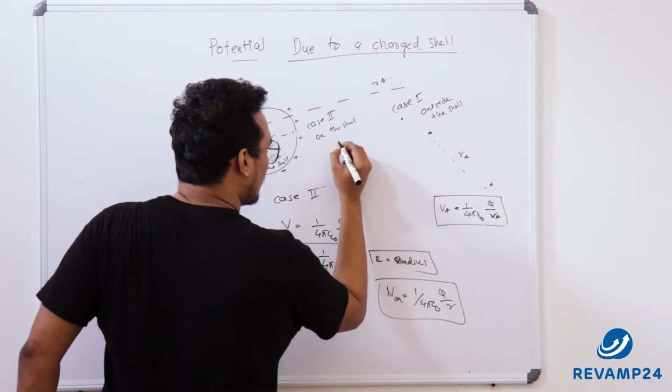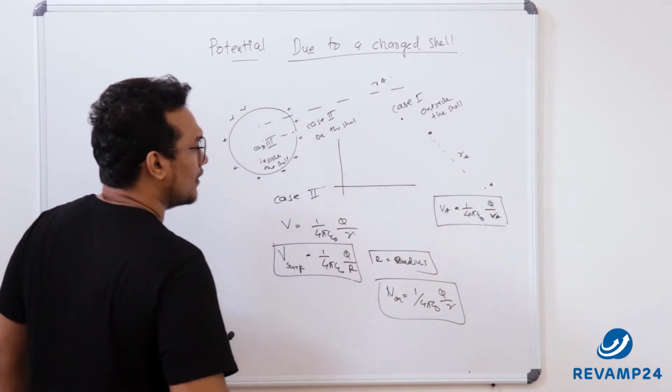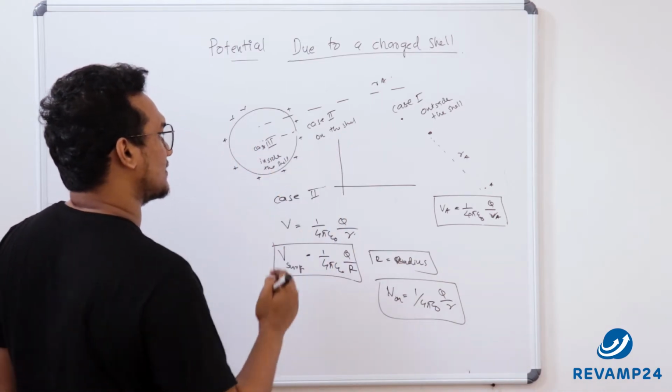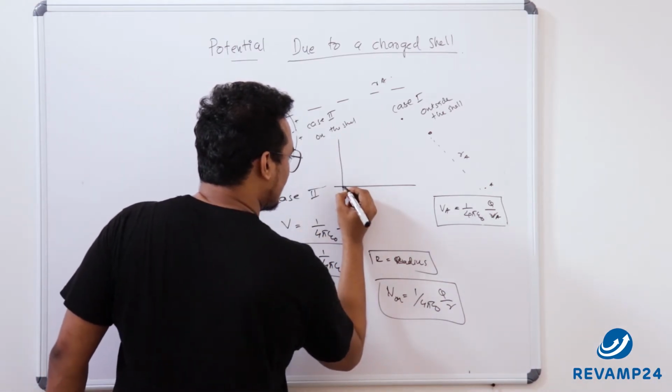Now we know we have only derived the values in two cases. One is at the center. So let's say this is our center.